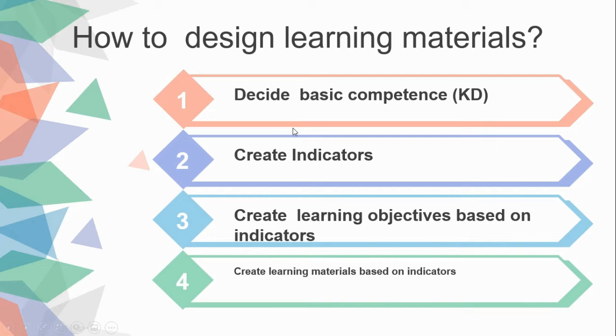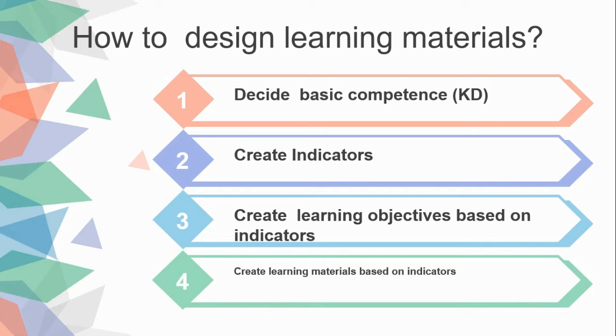The first thing that you must do is decide the basic competence or KD. I mean that we as a teacher must choose the KD that will be created in the learning material. After we choose the KD, the next step is to create indicators.